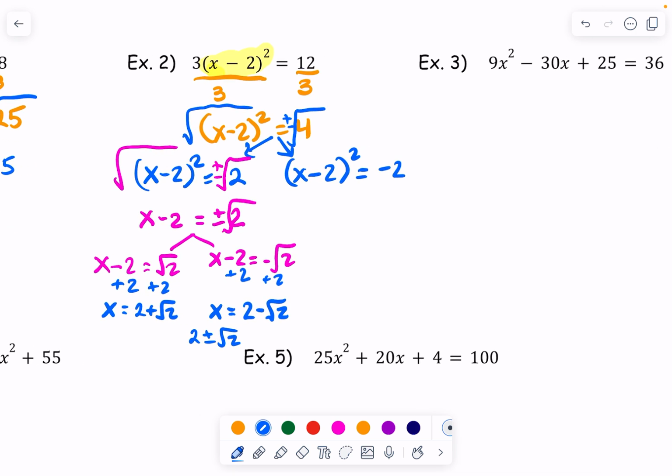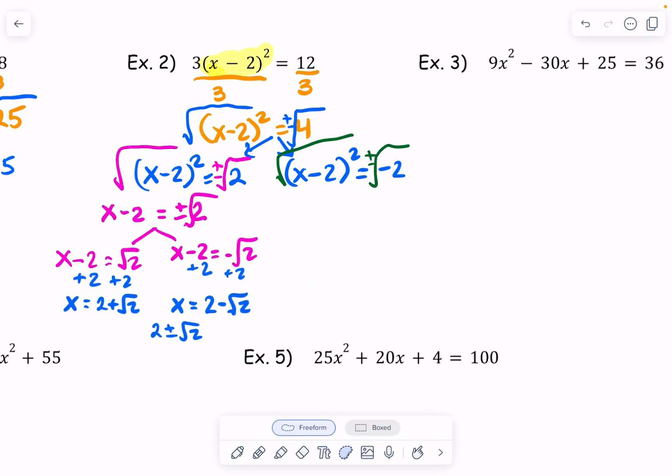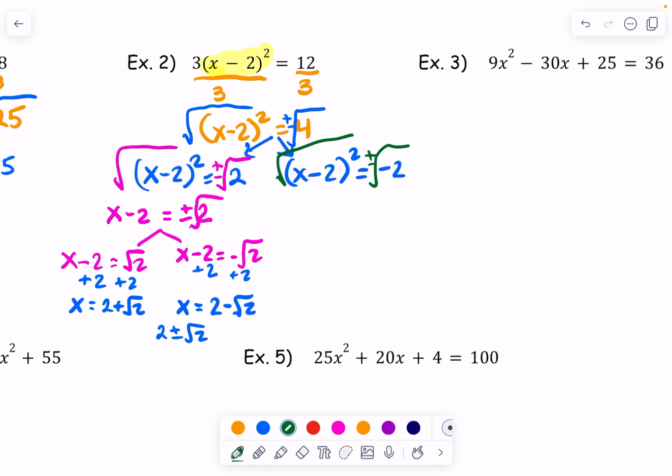Okay, the next one that we have, we're going to take the square root plus or minus, and now we see that we're going to be taking an i out. So let's move this over a little bit just so that I have a little bit more room. Okay, so now we're going to have x minus 2 is equal to plus or minus, and i comes out and a radical 2, right? But now we have two things that are happening. We have x minus 2 is equal to a positive i radical 2, and x minus 2 is equal to a negative i radical 2.